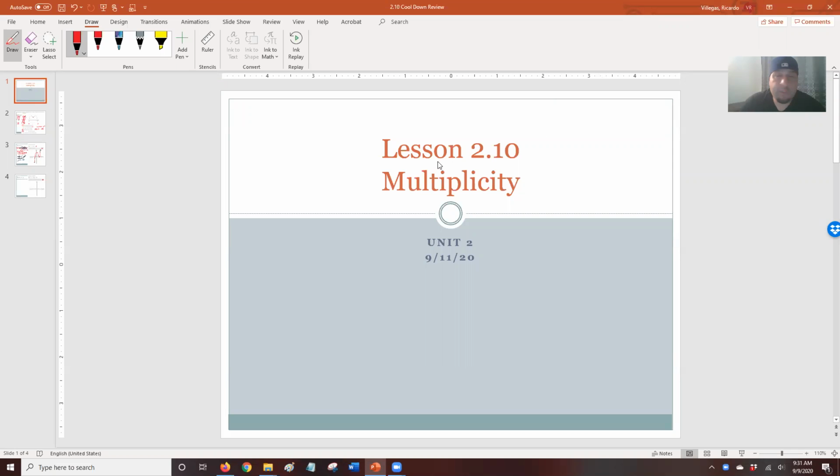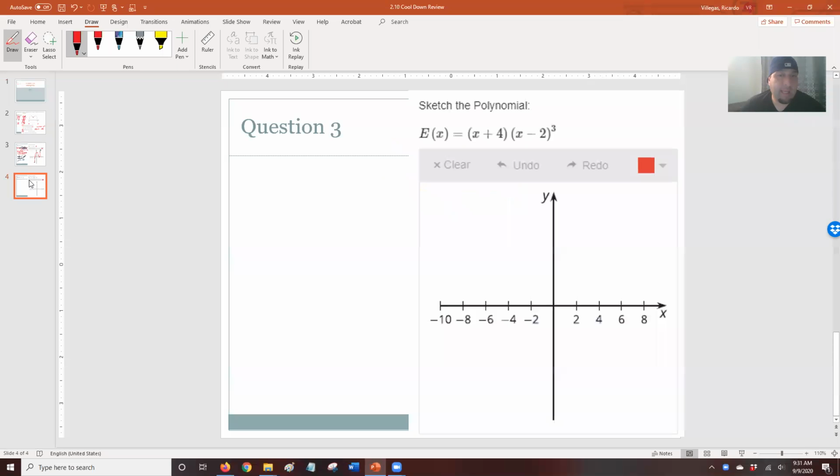Okay, so now I'm gonna do the last problem for lesson 2.10 multiplicity cool down. And the last problem is a sketch the polynomial, but it's a little bit different. So here, what I like to do always is extend our polynomial. Here we have a third power. That means we're gonna write down x minus 2 three times. So we're gonna have x plus 4 as our first factor, and then x minus 2. We're gonna write this down 3 times because it has a third power.